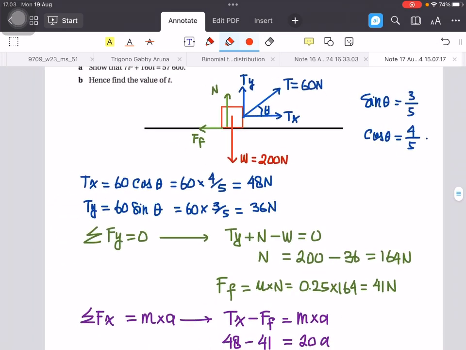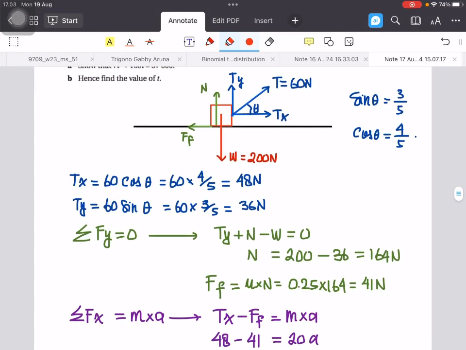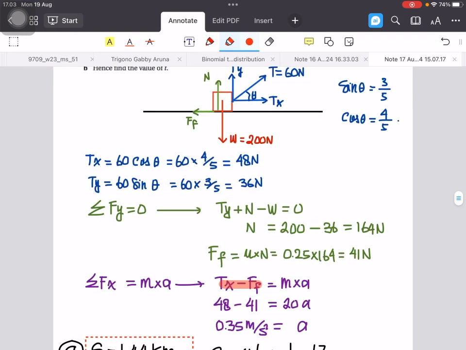Now we resolve the force in x direction. In x direction, it has acceleration. So the net force in x direction is equal to m times a. According to this free body diagram, the equation will be Tx minus friction force is equal to m times a. 48 minus 41 is equal to 20a. Therefore, the acceleration is 0.35 meter per second square.